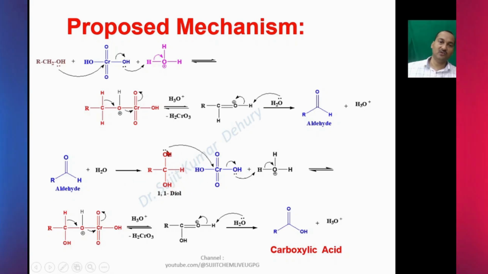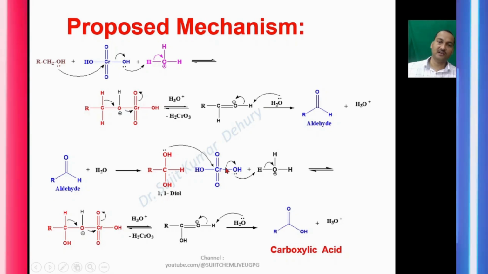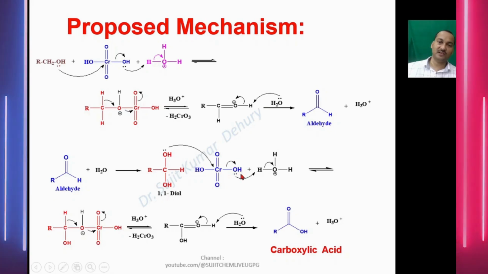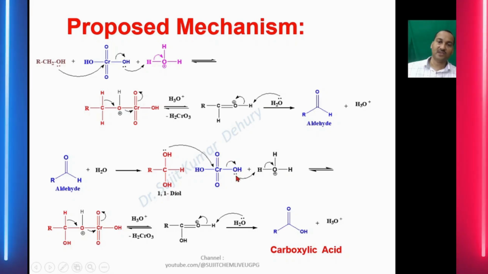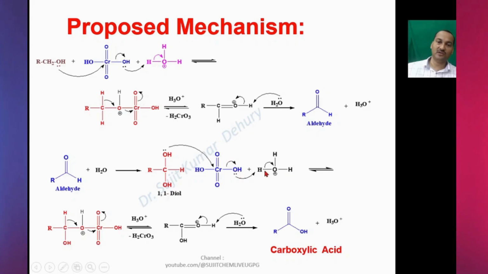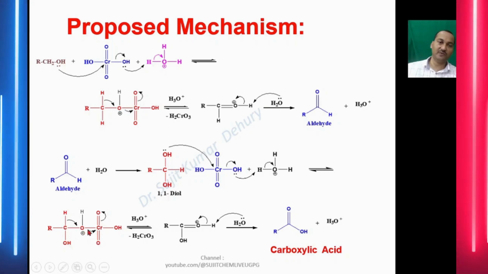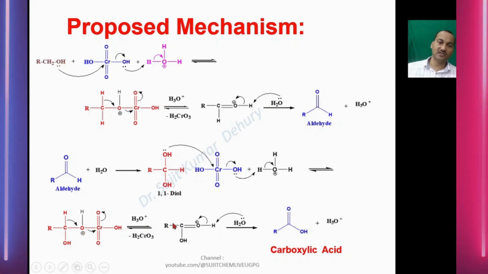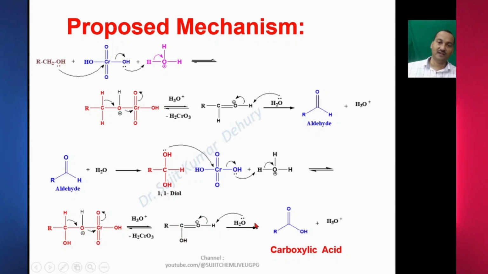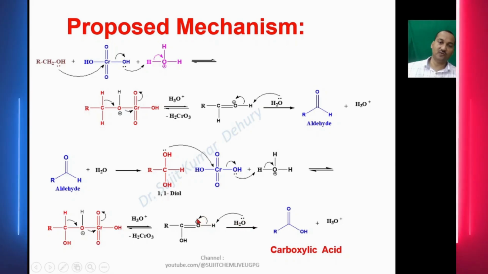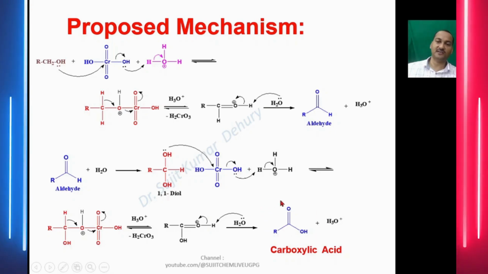Again oxygen lone pair will attack this chromium and this Cr-OH bond will break on oxygen, one OH, and it will attack the H+ ion. So you end up with this intermediate. So again simultaneous bond breaking and bond making takes place, giving rise to this protonated acid. And water takes this proton and this O-H bond will break on this O+, giving rise to carboxylic acid.